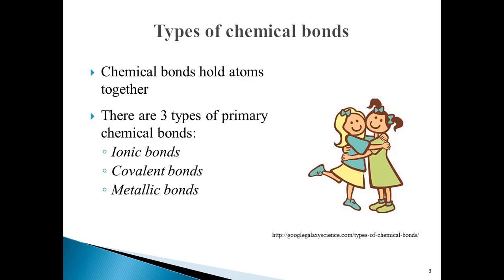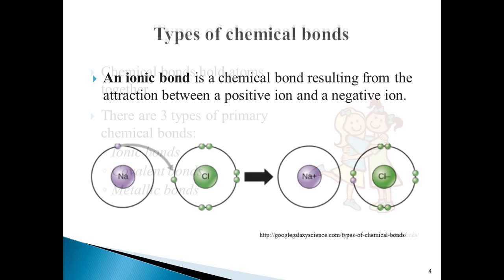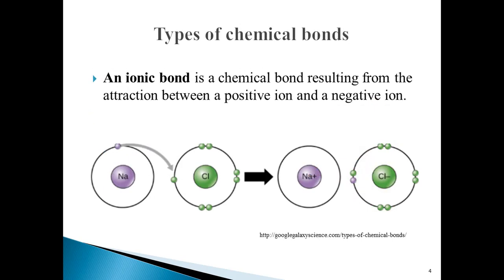According to the Lewis model of chemical bonding, atoms bond together in such a way that each atom participating in a bond acquires a valence shell electron configuration of the noble gas which is nearest to it in atomic number. An ionic bond is a chemical bond resulting from the attraction between a positive ion and a negative ion.